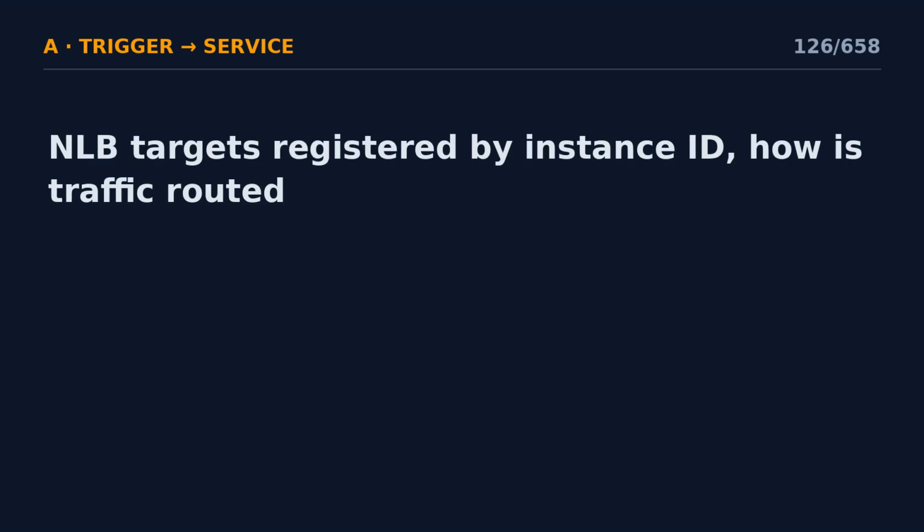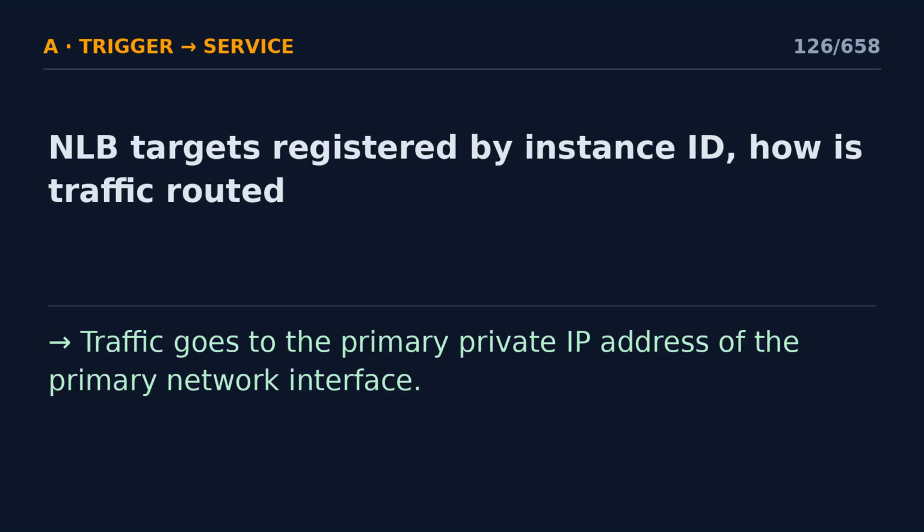NLB targets registered by instance ID. How is traffic routed? Answer: traffic goes to the primary private IP address of the primary network interface.